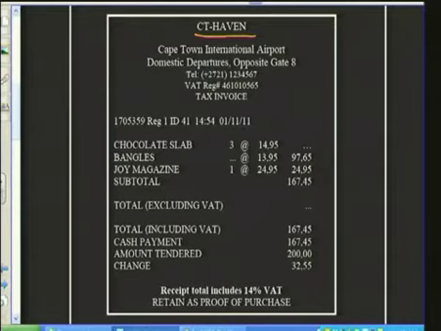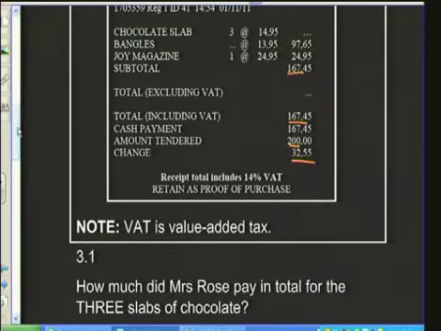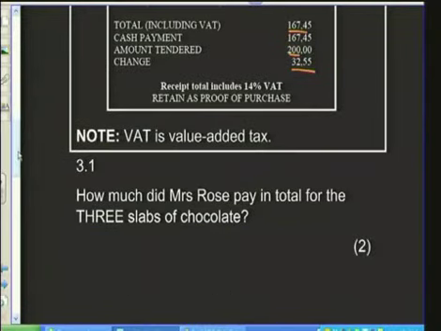Chocolate slabs, she bought 3. Bangles, we don't know how many she bought, but we know the price. A Joy magazine, we know she bought 1 at $24.95. We've got a subtotal, total excluding VAT, total including VAT. So we can see that our prices that were quoted were including VAT. The cash payment, what's the total amount that she tendered? That's the amount she gave to the cashier. And finally, her change. And then we can see our receipt included the 14% VAT. Right. And we know that VAT is a value-added tax.